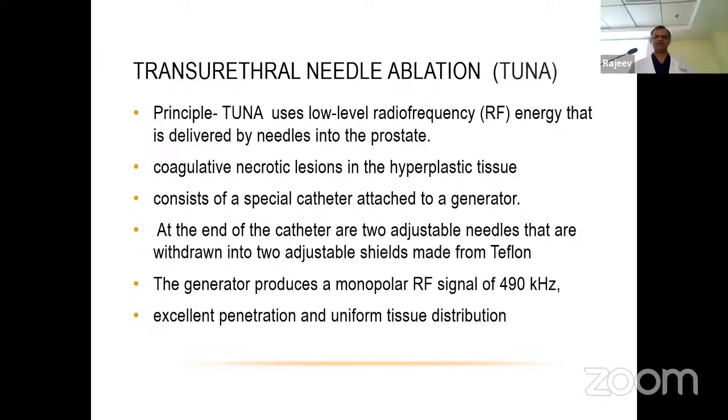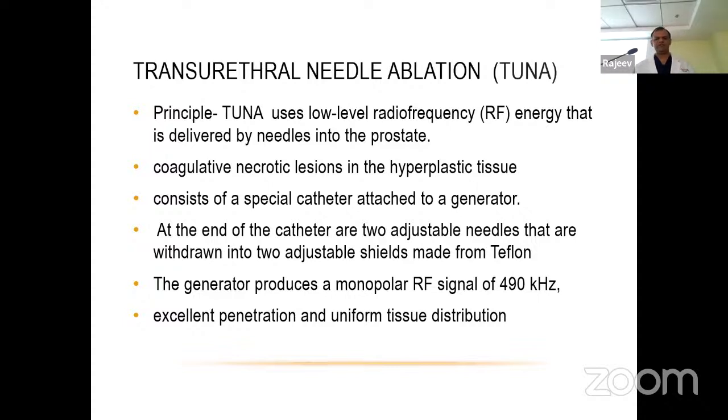Transurethral needle ablation, or TUNA, uses low-level radio frequency energy that is delivered by needle into the prostate. The radio frequency waves cause coagulative necrosis lesions in the hyperplastic tissue. It consists of a special catheter attached to a generator. At the end of the catheter there are 2 adjustable needles that are withdrawn into 2 adjustable shields made up of Teflon. The generator generates a monopolar radio frequency signal of 490 kilohertz.